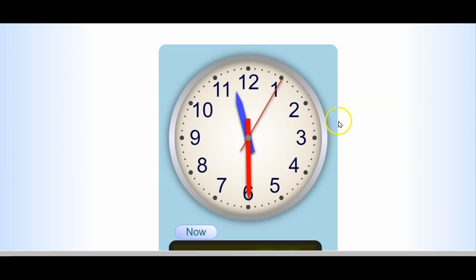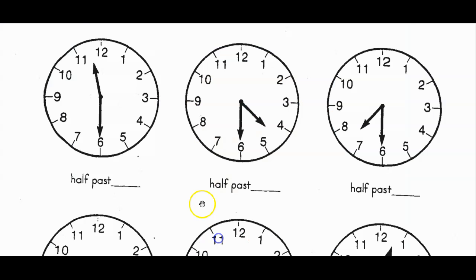Okay. So what that means, that is half past. What was the hour? 11. What was the hour again? 11. So it's half past 11. Okay. How about this one? It's between the 4 and the 5. It's half past what? 4. How about this one? It's between the 7 and the 8. Half past 7.